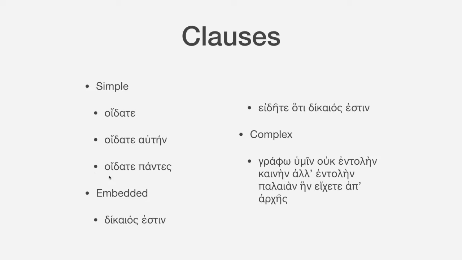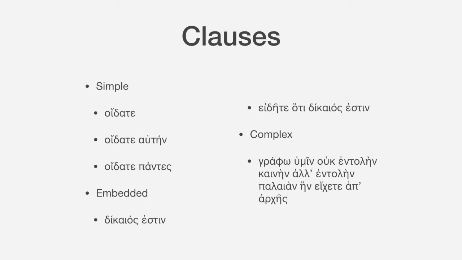In the third example, we've got oidete pantes. You know all things. You can think of the word pan, as in something like Pangea, which is all of the land, all the continents together as one. So in this case, we've got pantes. So you know all things. All, and it's plural, so that's why I'm saying all things instead of just every or something like that. Now, these are some simple clauses here. You know her, you know all things.